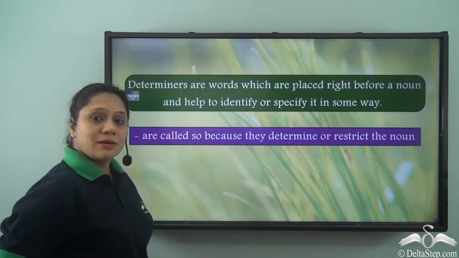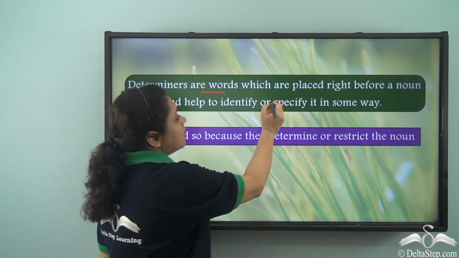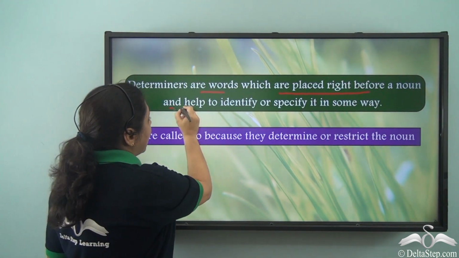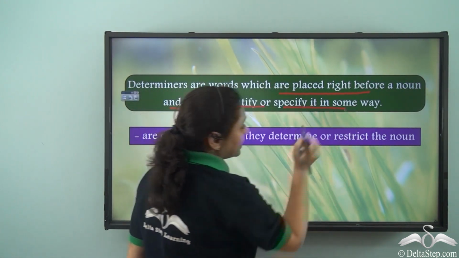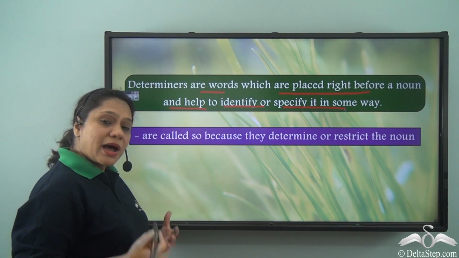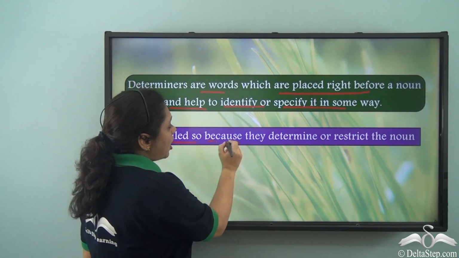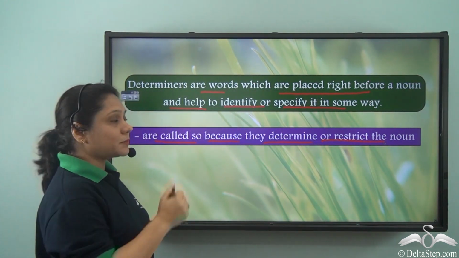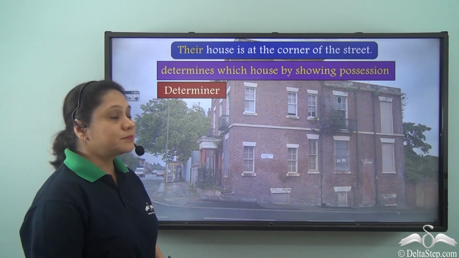So what are determiners? Determiners are words which are placed right before a noun and help us to identify or specify it in some way. Why are they called determiners? They are called so because they determine or restrict the noun. Now let us look at a few examples.